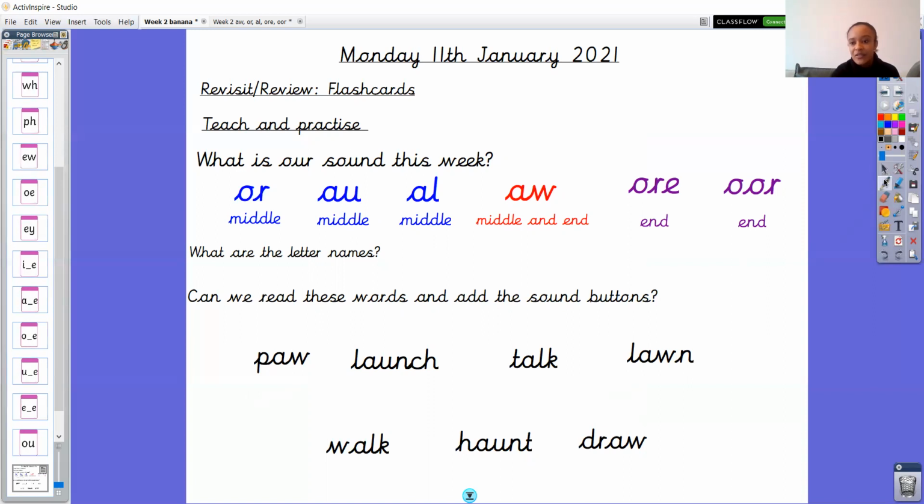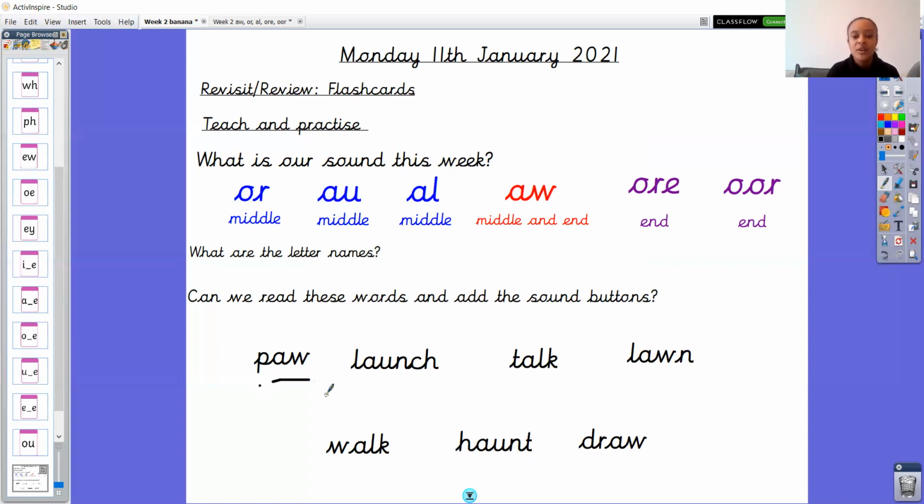Brilliant. So you know, phonics is always the same, isn't it? We're in a real routine with our phonics, and I'm going to go through each word. I'm going to put my sound buttons on, and we're going to use our robot arms or our phonics fingers to sound them out together. Okay, so hopefully you've got all yours written down now. Let's go.